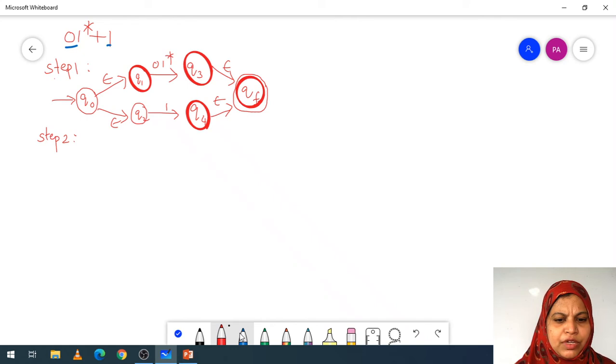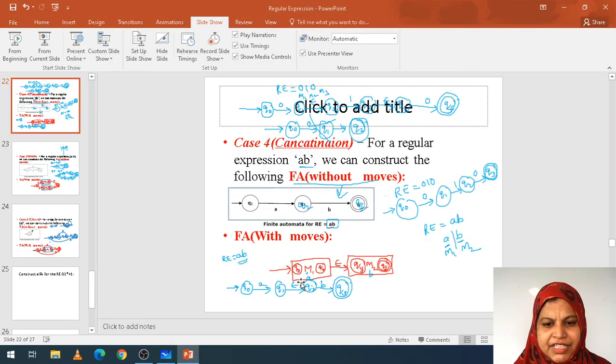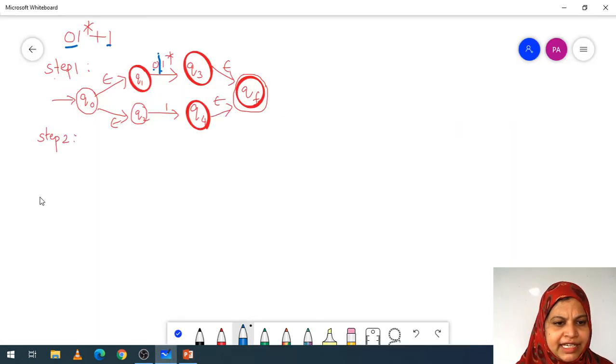In step 2, here 1 is there. Is it possible to divide this symbol? No. Here 0 1 star is there, so we can divide this 0 1 star into two parts. 0 is one part and 1 star is one more part. So 0 1 star means it is concatenation. Check for the concatenation. This is the concatenation, q0 m q2 epsilon q4 m q. So this is the concatenation.